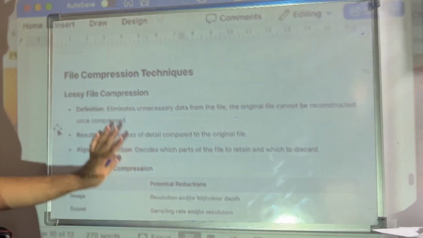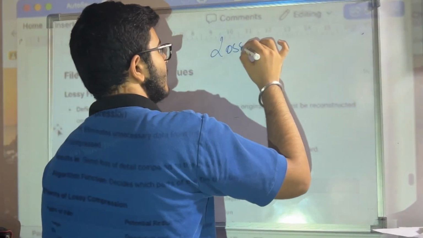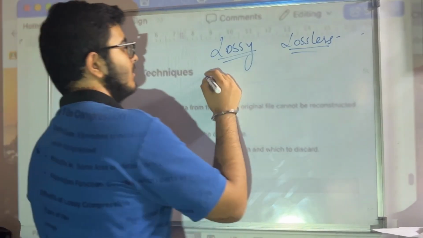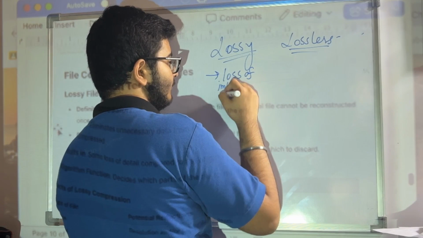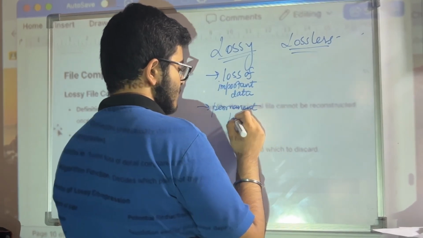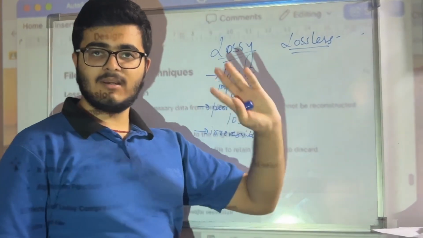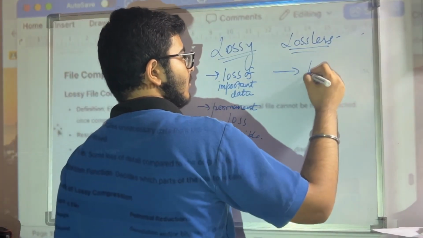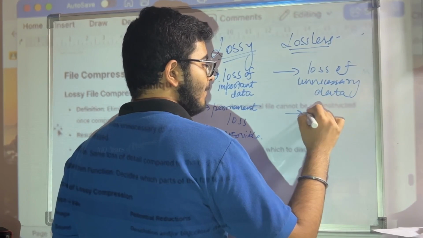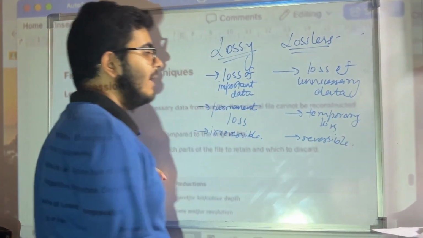Lossy compression. First of all, what is the definition? Eliminates unnecessary data from the file. The original file cannot be recovered. So there are two types: lossy and lossless. The name of this compression type is lossy, which means loss of important data, permanent loss, irreversible. Whereas lossless, it is not losing. So loss of unnecessary data. Temporary loss, reversible. That's all you need to learn for lossy and lossless.